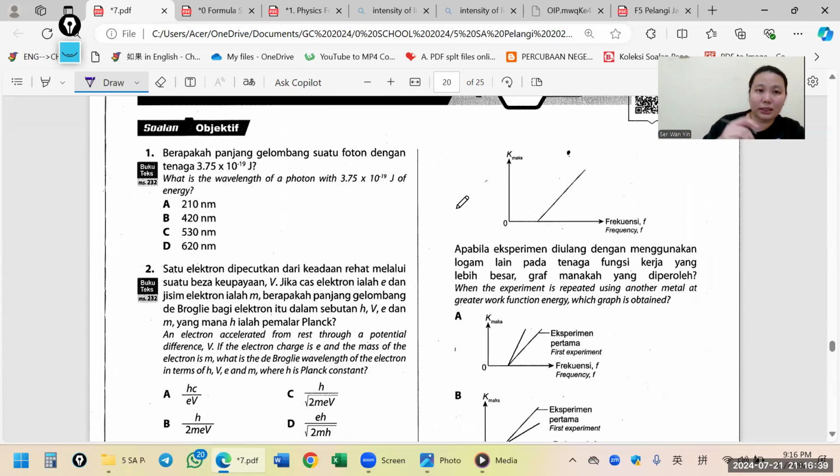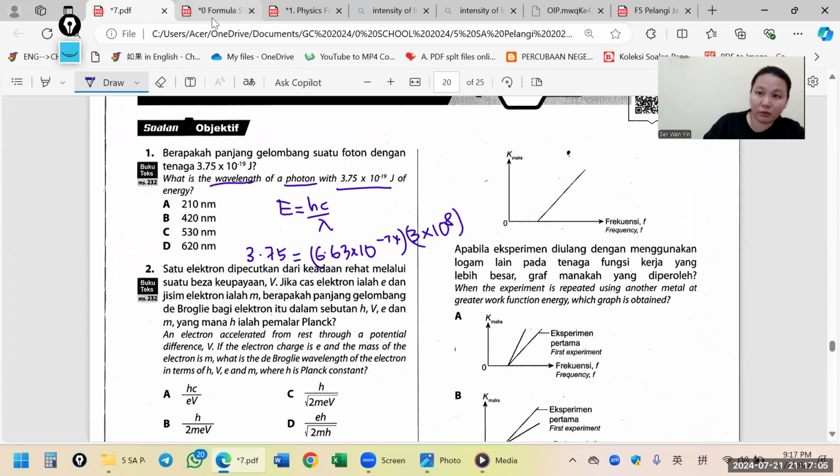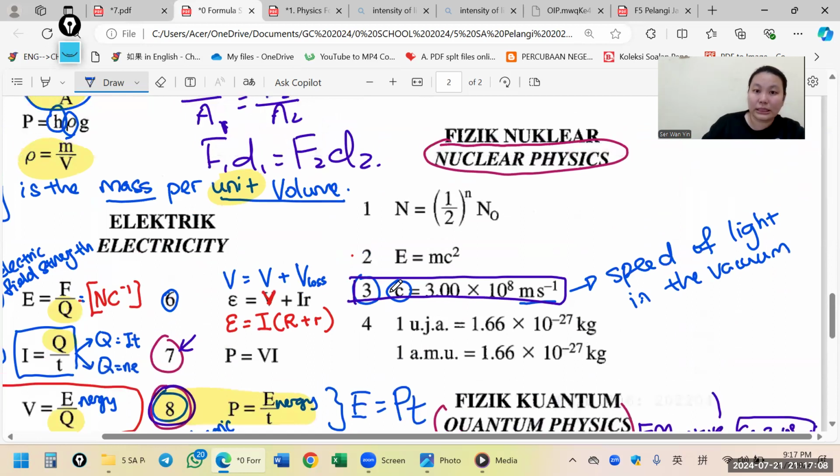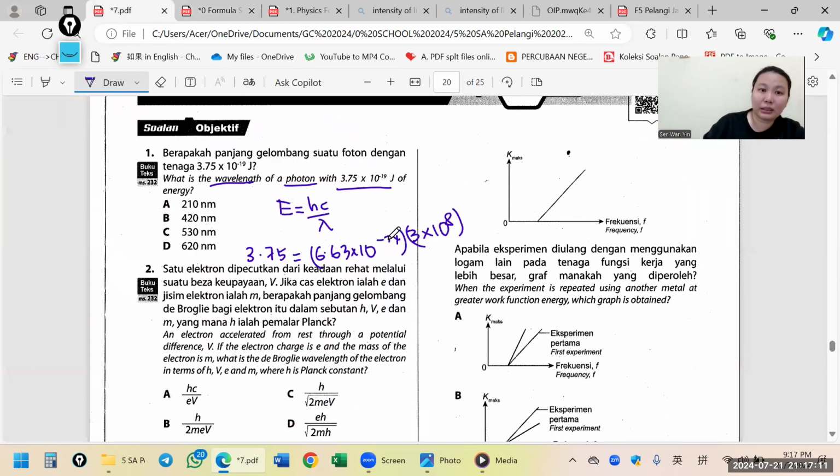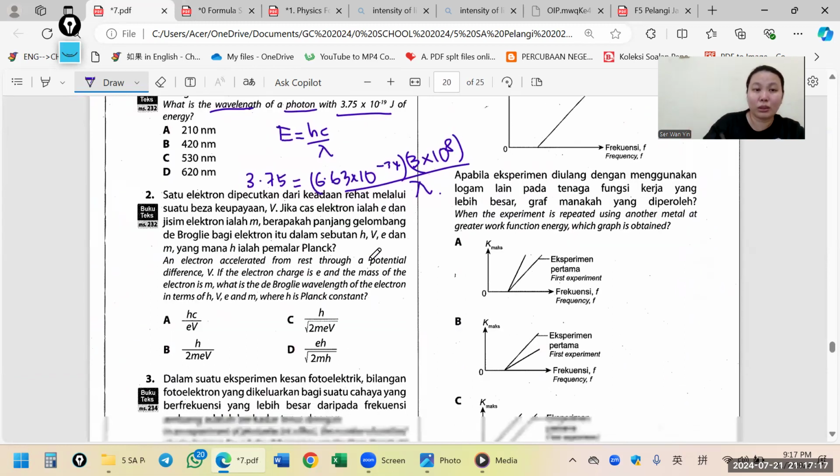Okay, so this one is quite easy. What is the wavelength of a photon with this energy? E equals hc over lambda. 3.75 equals 6.63 times 10 to the negative 34 times 3 times 10 to the 8, divided by lambda. If you forgot, the speed of light is in the constants under nuclear. So you bring it up, then you convert it back to nanometers, right?